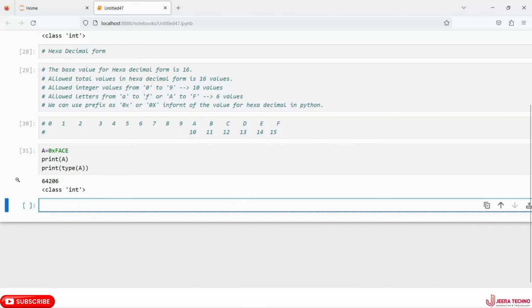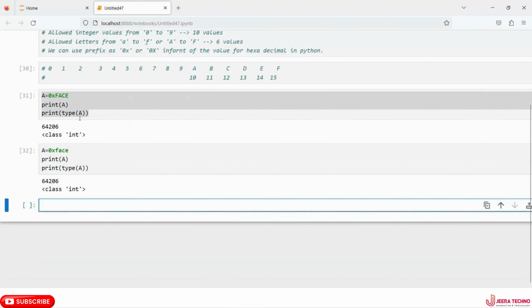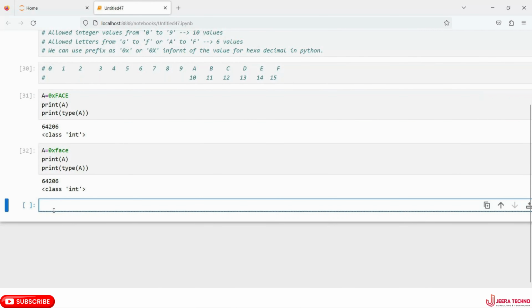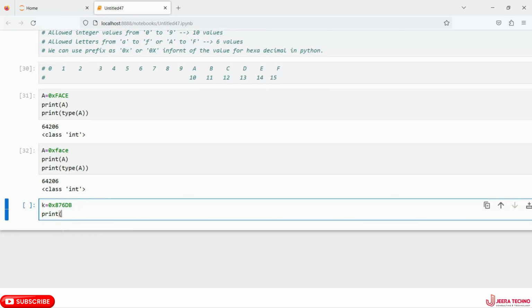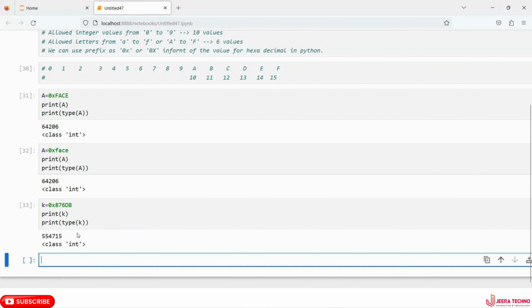Okay, fine. Now the same thing, I am taking a small letter here also. That is also the same value. It doesn't matter whether it is capital or small. Now let's see, k equal to 0x876dB. That is the value here. Print of k and print of type of k. That means you are going to get the value 5,54,715.